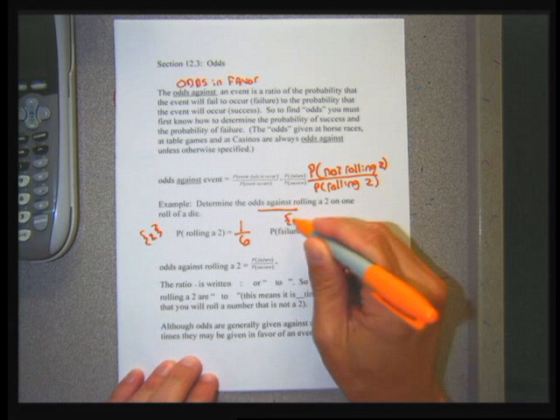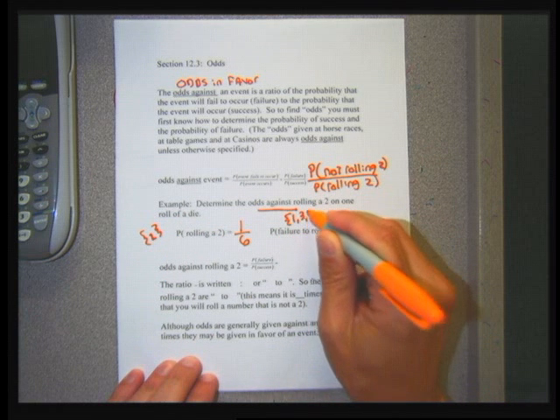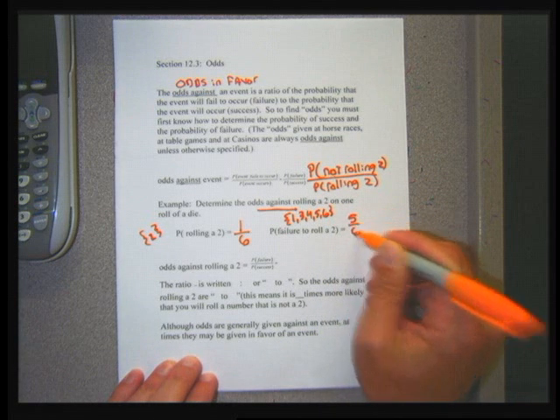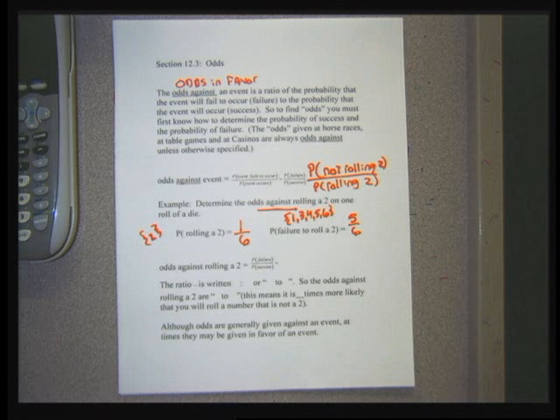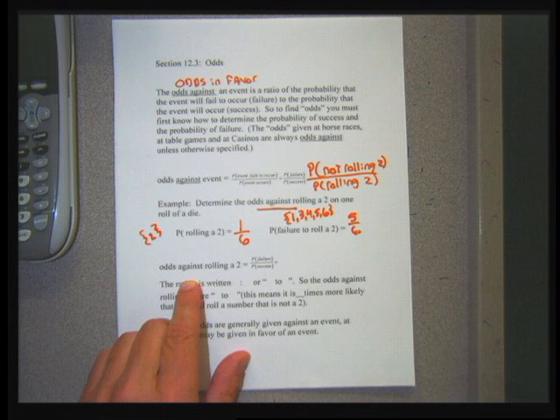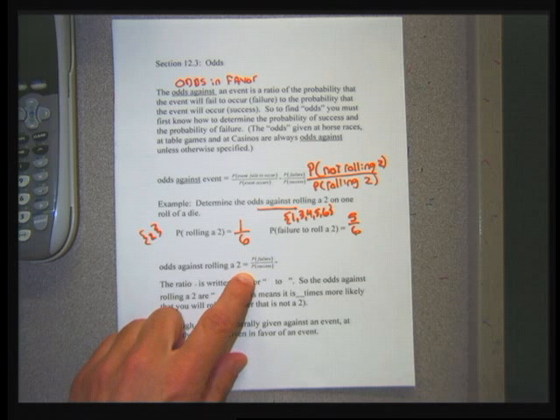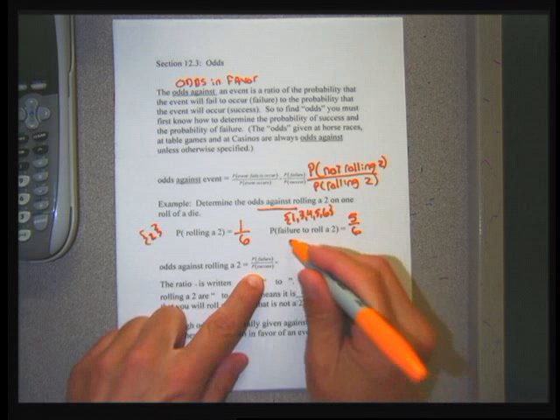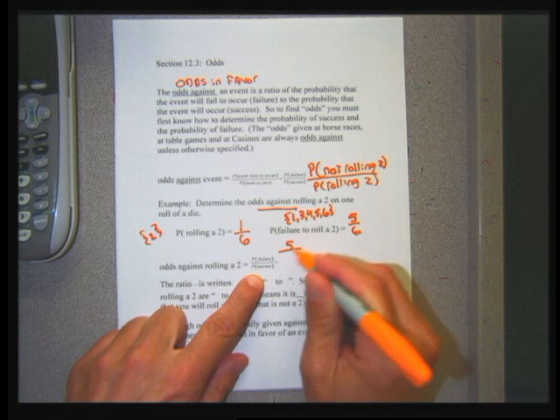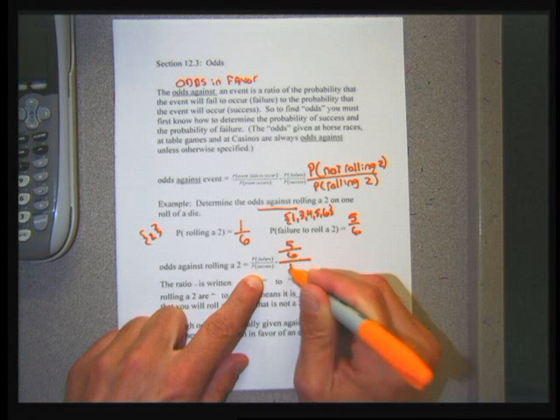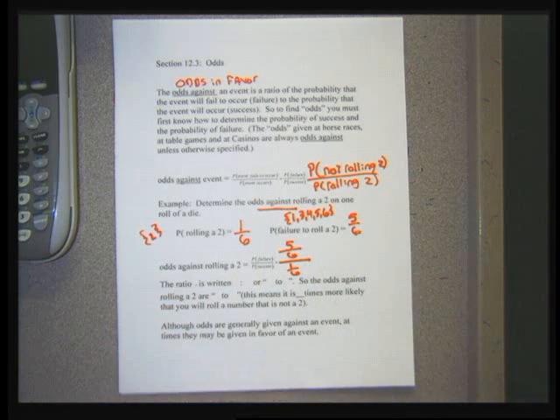The probability of not rolling a 2: I could roll a 1, a 3, a 4, a 5, or a 6. The probability of not rolling a 2 is much greater than the probability of rolling a 2. There's a 5 in 6 chance. So the odds against rolling a 2 are the probability of not rolling a 2 divided by the probability of rolling a 2, or the probability of failing to roll a 2 divided by the probability of succeeding in rolling my 2. So the probability of not rolling a 2 is 5 in 6, divided by the probability of succeeding to roll a 2, which is 1 in 6.